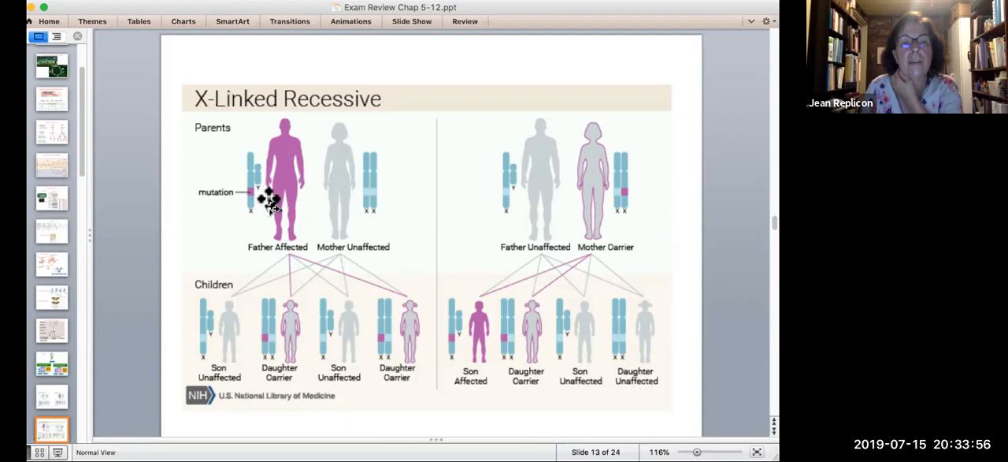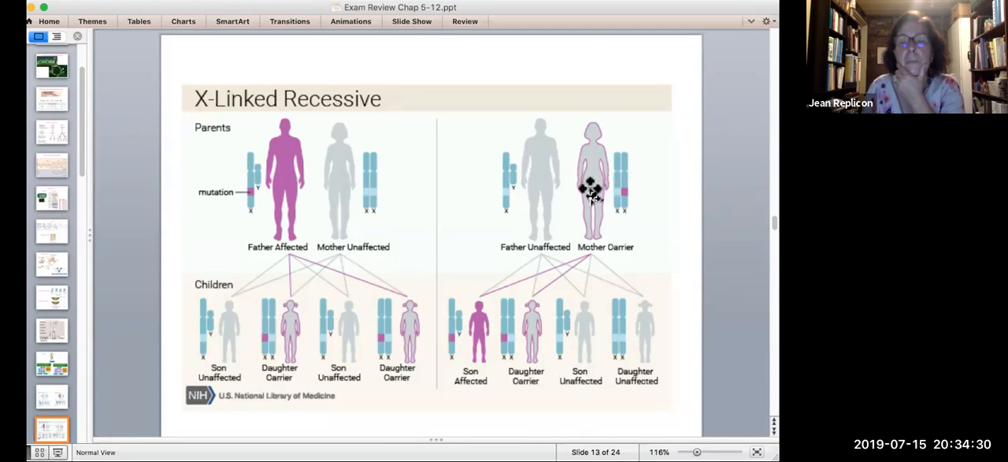So the pattern of inheritance here is he is going to be passing along his X, but when he passes on an X, that means he's creating daughters. His wife, who's unaffected, is passing on her X, so none of the children are going to be affected. Color blindness and hemophilia are examples of X-linked traits. However, here you've got 2 individuals that don't have the trait. One is carrying it, but they're not showing it.